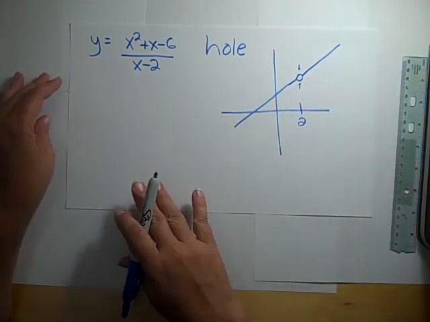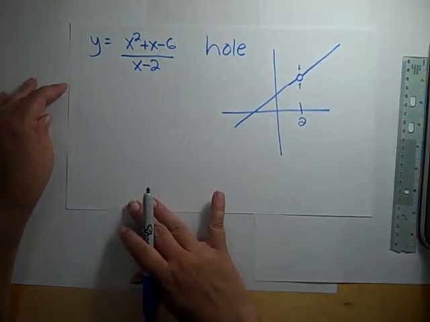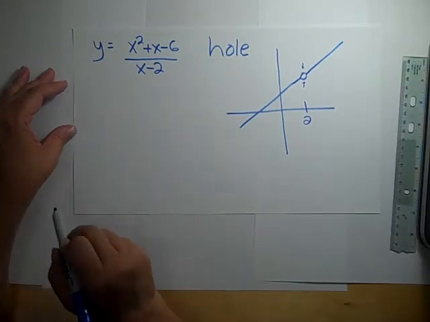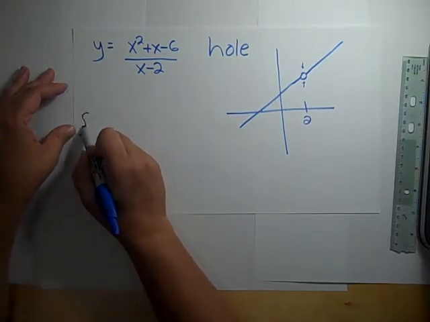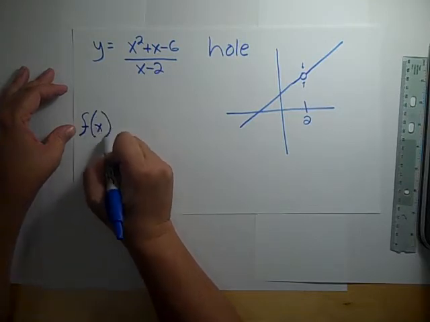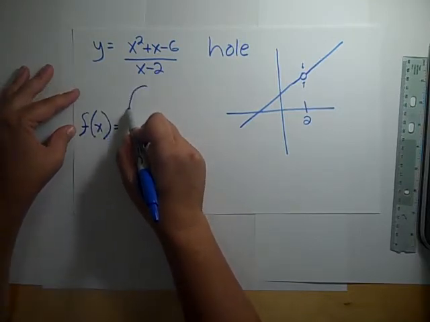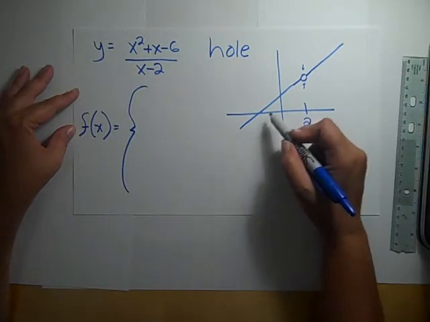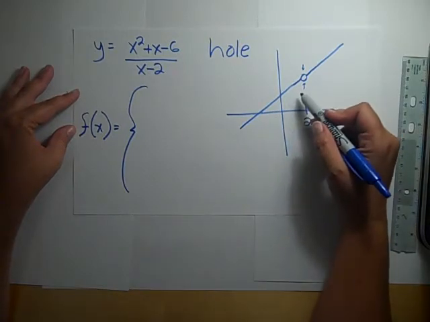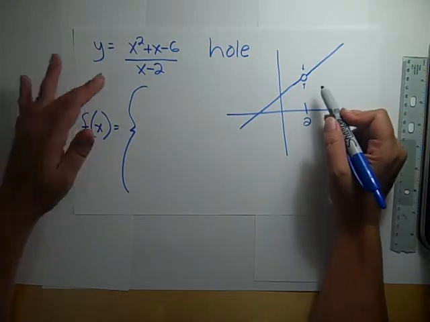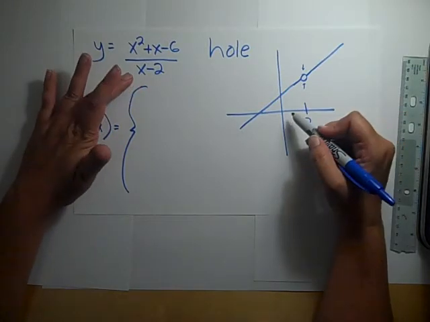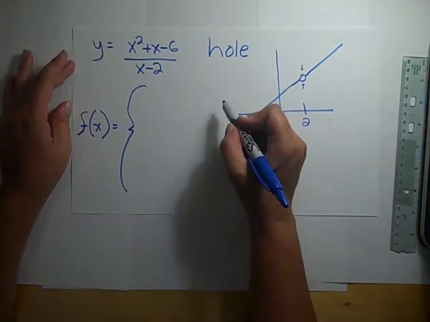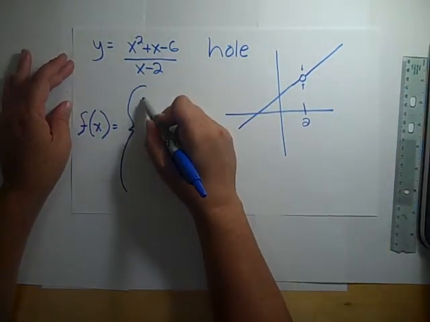So what do I mean by that? Well, first of all, let's go back to this piecewise function idea, because that's what they're asking for. We can start with writing a piecewise function. Let's call it f of x equals, and let's look at where we're okay. Basically, to the left of 2, our function is fine. It's continuous. There's nothing to the left of 2 that would make the denominator equal 0. So we're okay there.